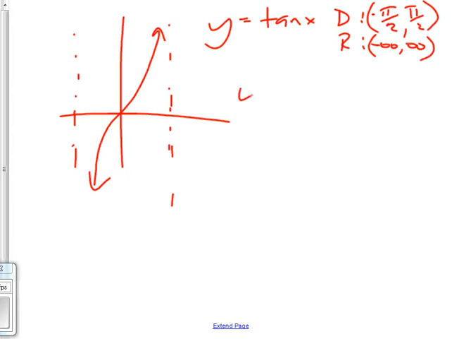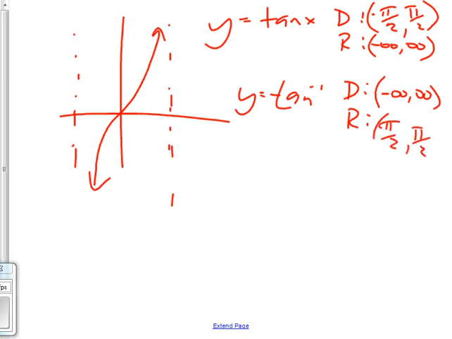So then, the inverse tangent has a domain and a range that are reversed from that. The domain becomes the range, and the range becomes the domain. So if I want my domain, I look at my range here, -infinity to positive infinity. If I want my range, I look at the domain there, -pi/2 to pi/2.